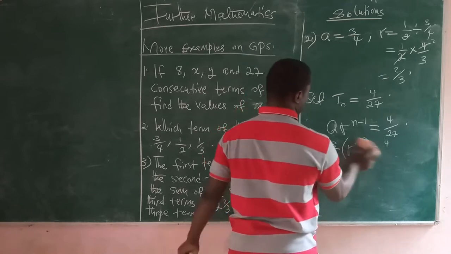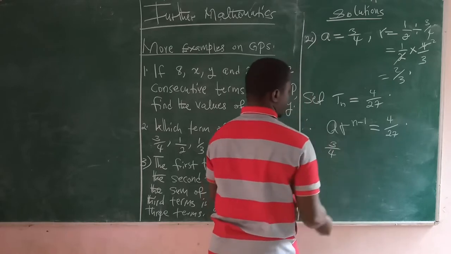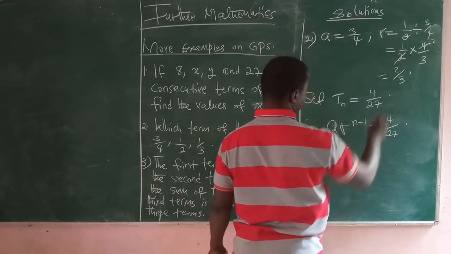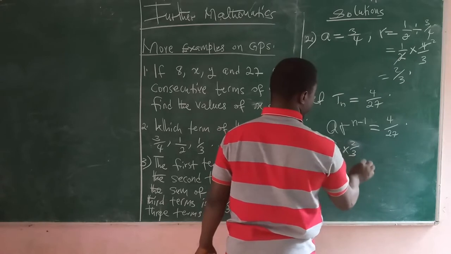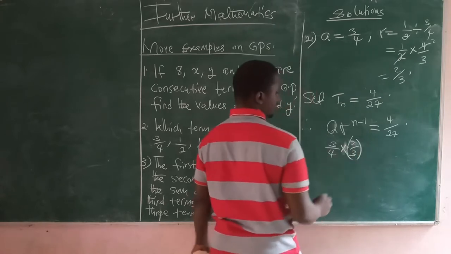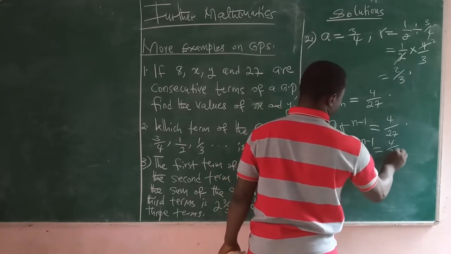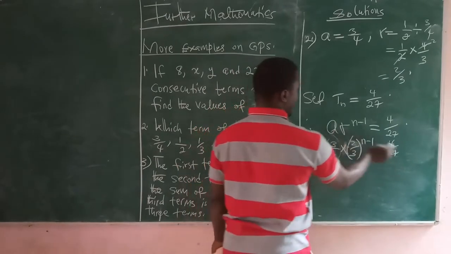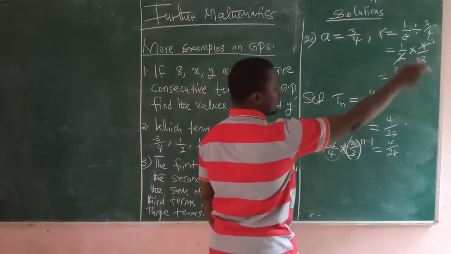I have r. What's r? R is 2 over 3, sorry. 2 over 3 raised to power n minus 1 is equal to 4 over 27. I can find it. This can go here and it inverts. It will now become the inverse of this over there on the other side.